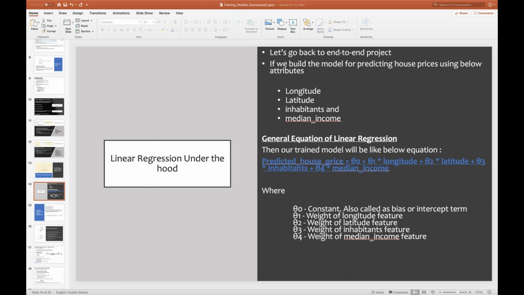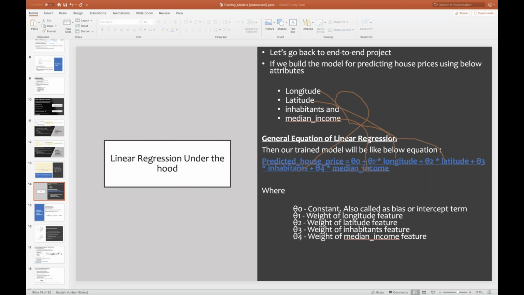Trust me. So till here, what we have is the general equation of linear regression. If you are given four important attributes, you need to build a model from those four attributes. In that case, let me take a pen here. Theta 0 will be the starting point, theta 1 into longitude, theta 2 into latitude, theta 3 into inhabitants, plus theta 4 into median income.